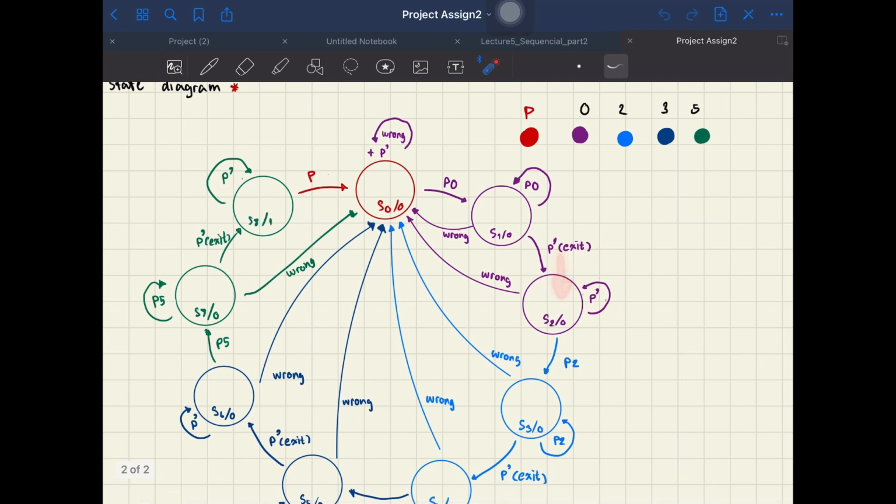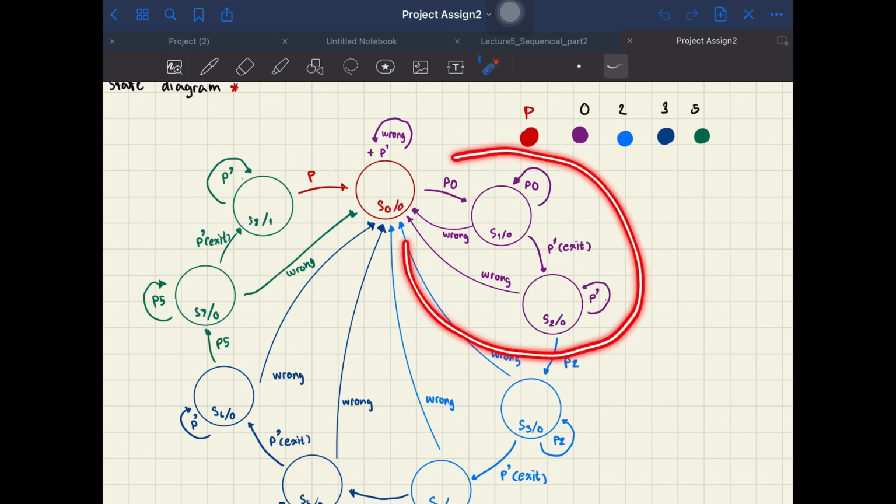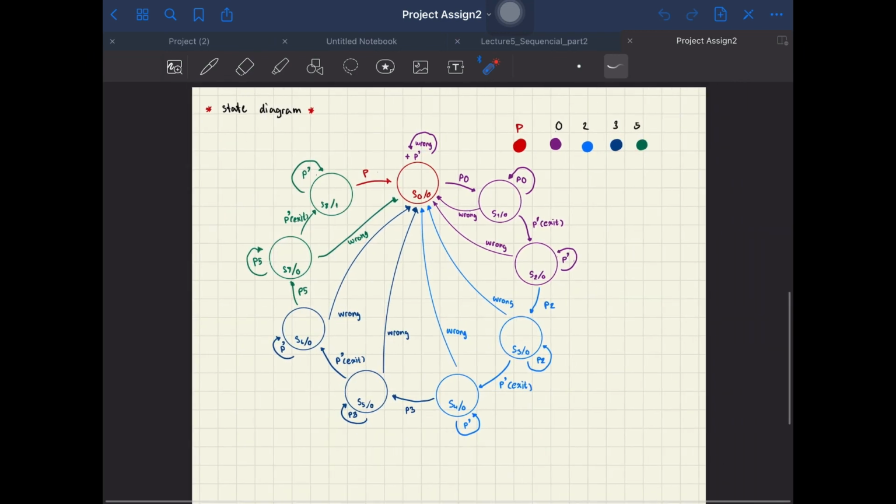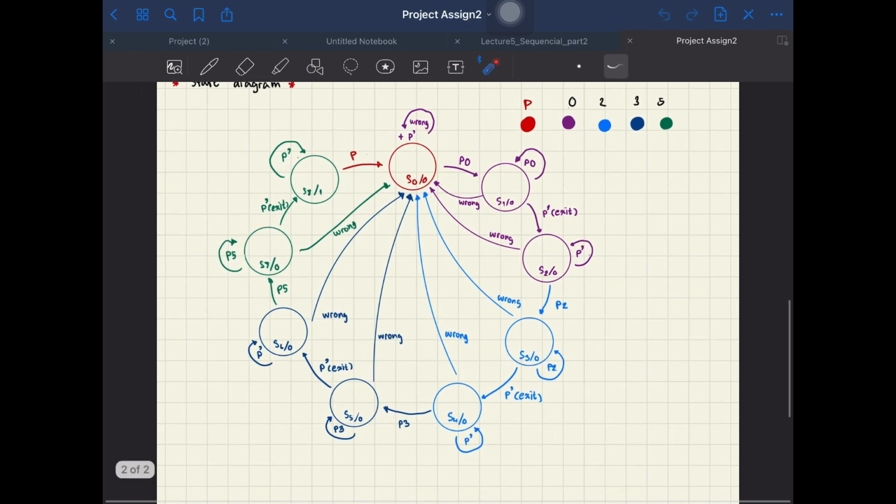And if you want to stay in this state, waiting to go to state 3 or the next digit of the password, you must do nothing. It's like you press complement. So do the same thing for 2, 3, 5, or light blue and green for the other digits. So you will get this state diagram.